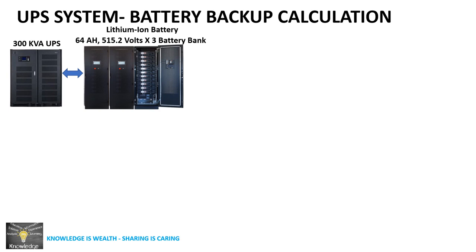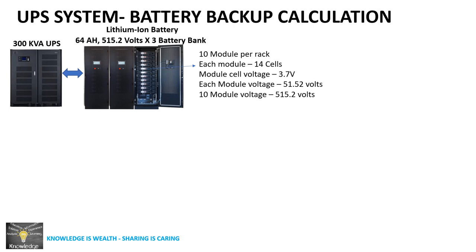It has 64 Ah, 515.2 volts, 3 battery banks connected. Each battery bank has 64 Ah, 515.2 volts. Let's derive how each bank provides 64 Ah and 515.2 volts. Based on design, each rack will have some modules, and each module will have some cells. Cells are connected in series, so we need to add the cell voltages.